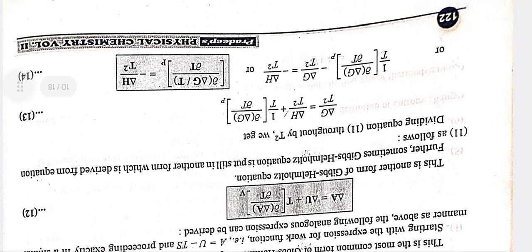Gibbs-Helmholtz equation. Starting with the expression for work function, A equals U minus TS, and proceeding exactly in a similar manner as above, the following analogous expression can be derived: del A equal to del U plus T into del delta A by del T. This is another form of Gibbs-Helmholtz equation. Further, sometimes the Gibbs-Helmholtz equation is put in still another form, which is derived from the equation as follows.